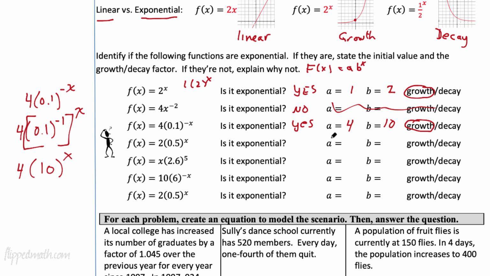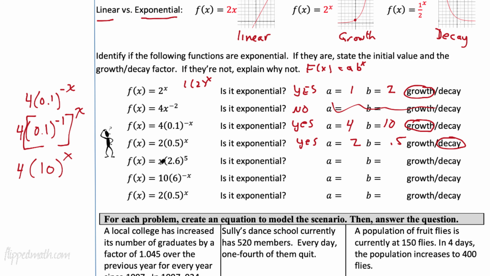All right, what do we got? 2. That's the value of a. B equals 0.5. That means it's a decay function. Yes, this is in the proper form. All right, how about the next one?